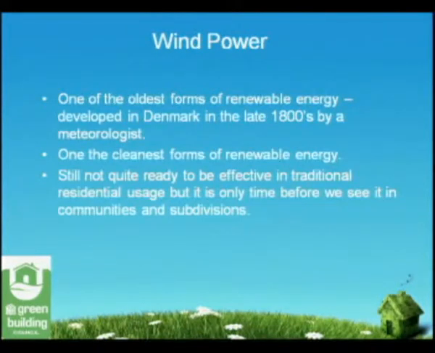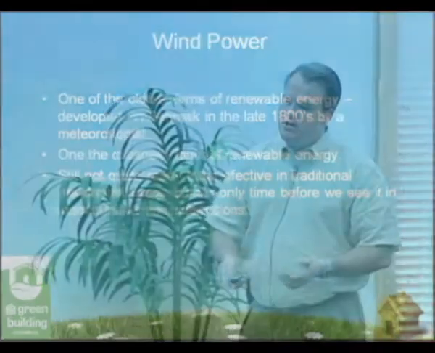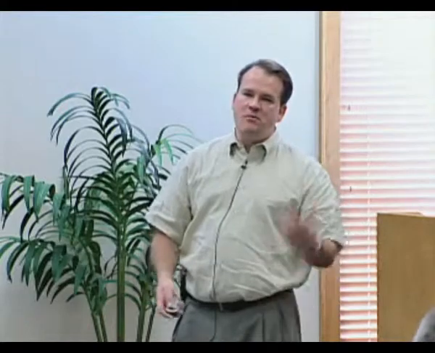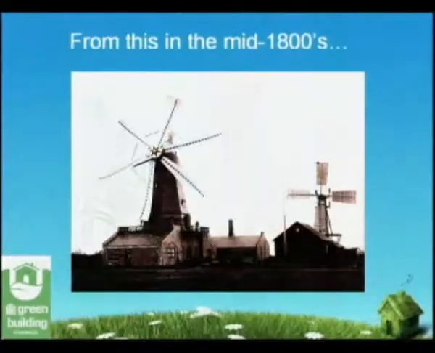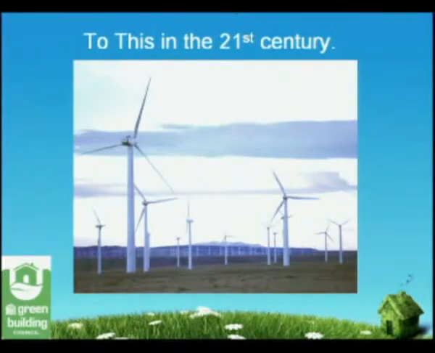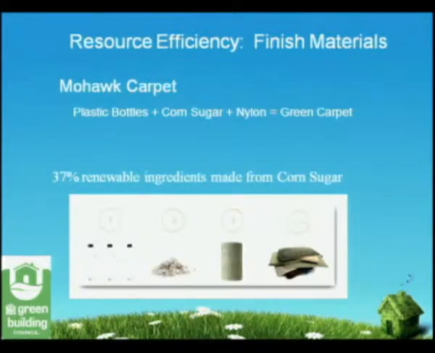Wind power. Wind power is one of the oldest forms of renewable energy, developed in Denmark in the late 1800s. One of the cleanest forms of renewable energy as well. Still not quite effective for traditional residential, but we see more and more of this coming. So we started with the old Dutch windmills in the 1800s, and over 200 years we moved to the wind farms that you kind of see up in Dodge County now. So we're seeing a lot more of these pop up.